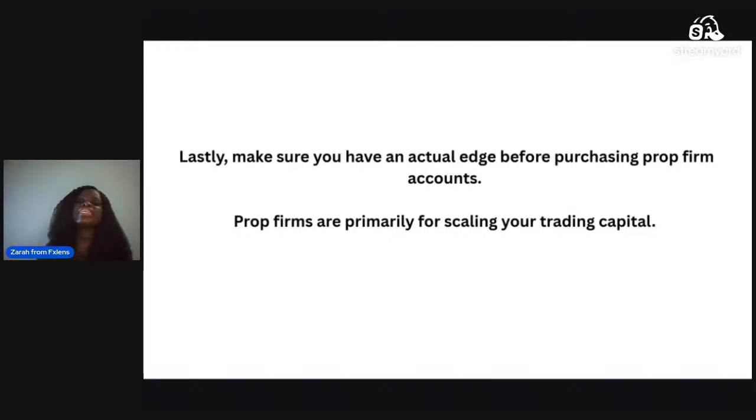Prop firms are for scaling your capital, right? So you have your $100 account, and you find out that okay, I can constantly make $50 on this account every month, or you have a $1,000 account and you can constantly make $500 every month, or you have a $5,000 account and you can constantly make $1,000 every month. Now you know that you're actually profitable. So what do you do? I want to make bigger profit. Then that is when you look for a prop firm account. If you don't have an edge, don't bother wasting your money buying prop firm accounts, right? So this is the very thing that you really need to have in mind while trading prop firm accounts.